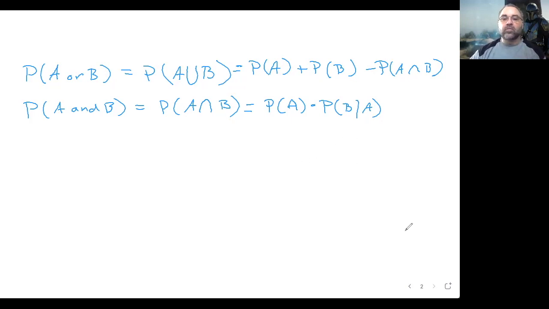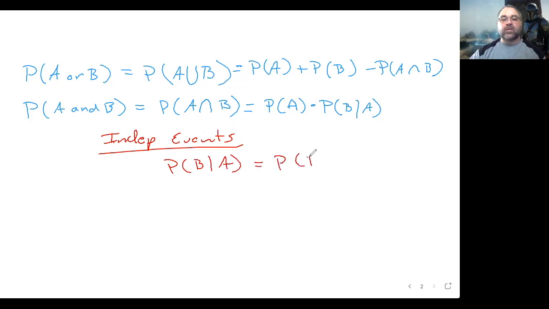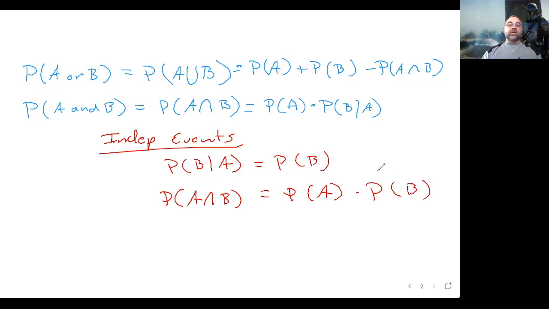Now, if you're thinking, hey, on the previous page, we talked about independent events, you'd be right to be thinking that. Because if we're talking about independent events, then remember, the probability of B given A is the same thing as the probability of B. So we can rewrite our "and" rule: that's a lot easier if they're independent. A and B is just the probability of A times the probability of B.